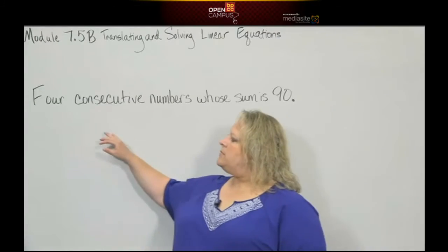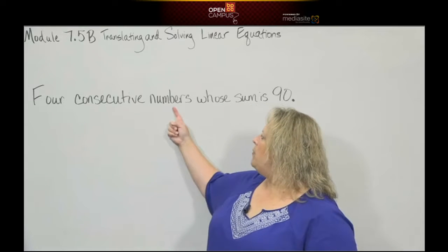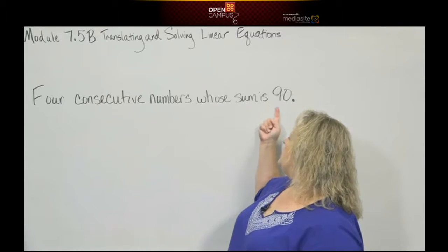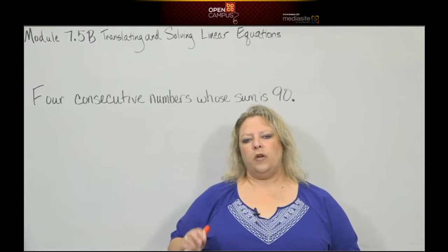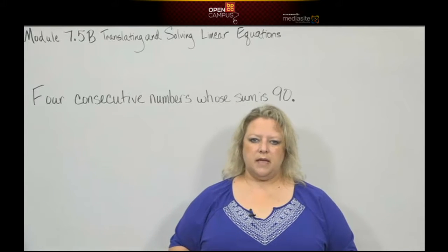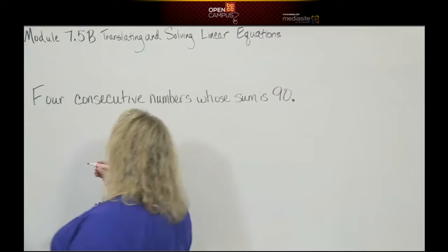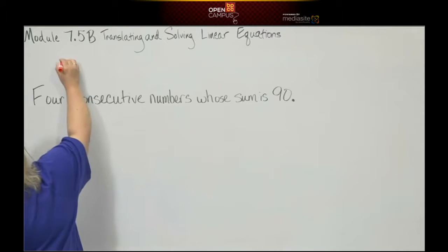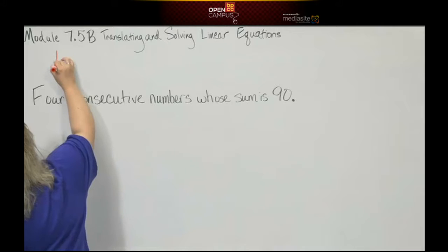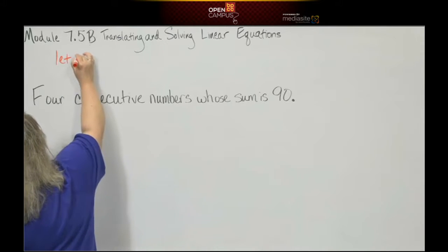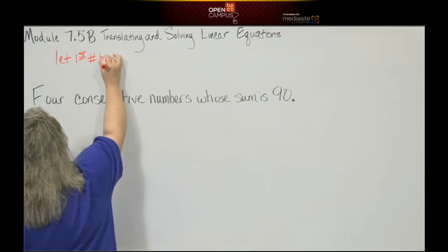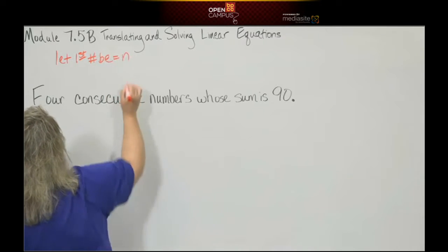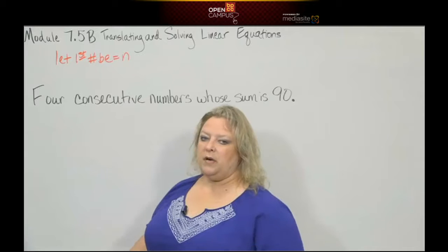Our next problem says 4 consecutive numbers whose sum is 90. Let's go back to the first one. What do we have to do? Make a let statement. So let's identify what we're going to have our let statements be. So we're going to say let the first number be equal to n. Let's use n to represent number.